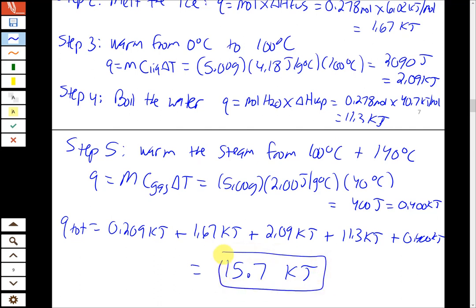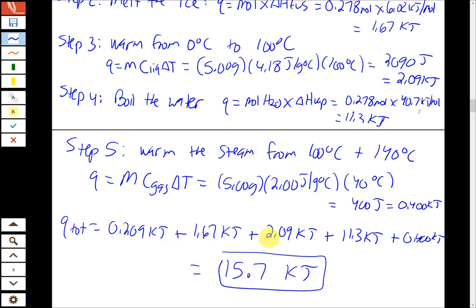So as we can see, most of that energy that was required, 11.3 out of the 15.7, was just to boil the water. And that's pretty common because boiling something requires you to break all the intermolecular forces to have all those liquid molecules escape into the gas phase. So that requires a decent amount of energy compared to just warming it up or doing the other phase changes, which don't require you to break all the intermolecular forces like they do for boiling.